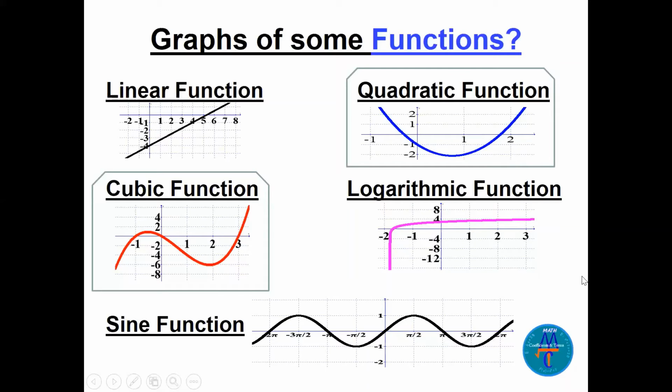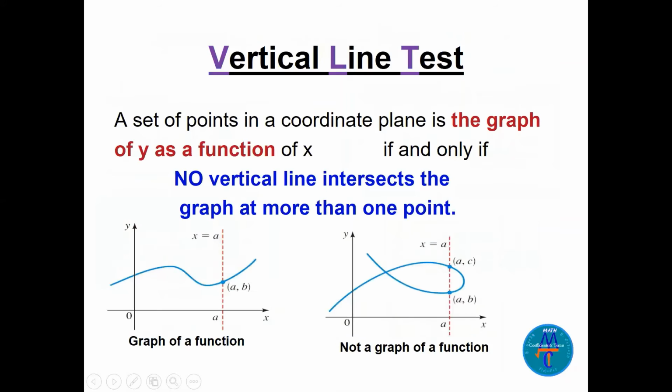So we have many functions. Now, what is a vertical line test? VLT, vertical line test. When you have any graph, by using only your eyes, draw an imaginary vertical line. If it cuts in 1 point only, maximum 1 point, so we know this graph is a function.